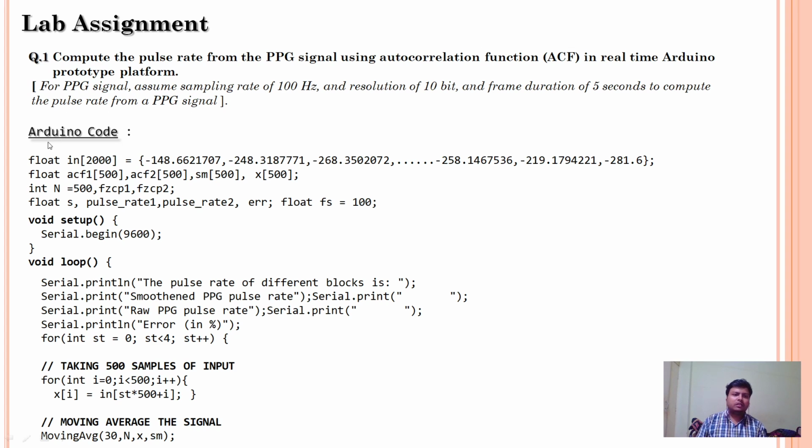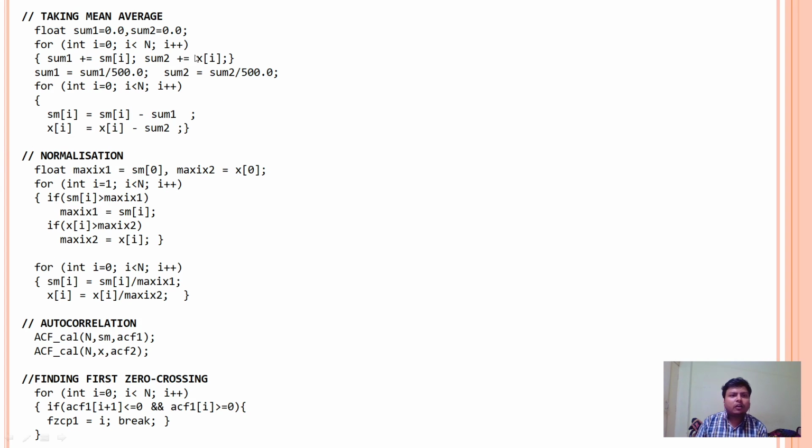First, we consider an array of data which has 2000 samples. Firstly, we are taking only 500 samples of data, which stands for 5 seconds. Before carrying out the autocorrelation, we also need to standardize the signal to process it after that. So before that, first we will smoothen the signal using the moving average filter, which was already discussed in the previous experiments. Now, we'll take out the mean average.